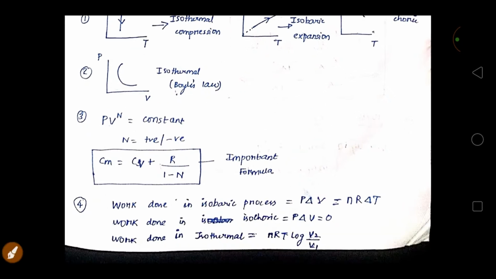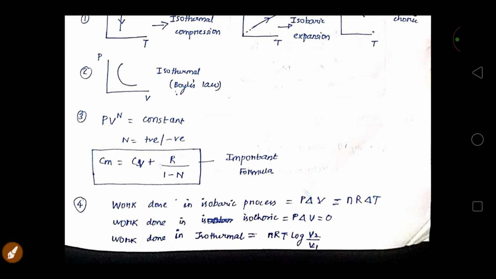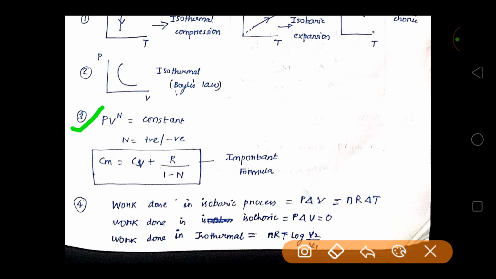Now next concept, PV^n is equal to constant. What actually is this? Polytropic process. More frequently these questions have been asked from this third point. So PV^n is equal to constant, n may be either positive or negative. Now tell me n for this, V cube. Now what is the n value for this?